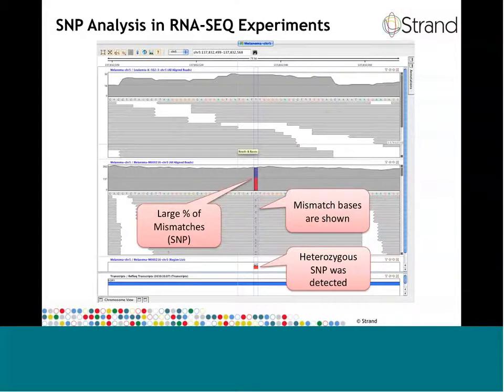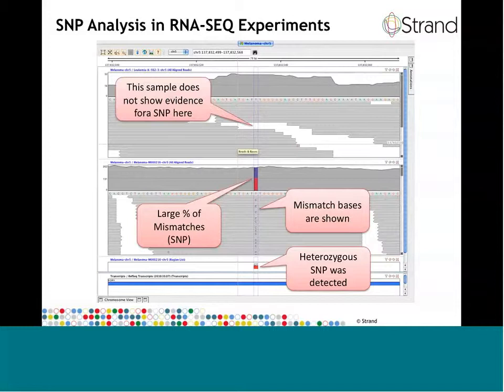The SNPs are stored as a special region list that can be visualized in the genome browser as shown here as well. The other sample, the leukemia sample, is shown at the top, and it does not show any evidence for a SNP at this position. So this may be a good SNP for a follow-up analysis.